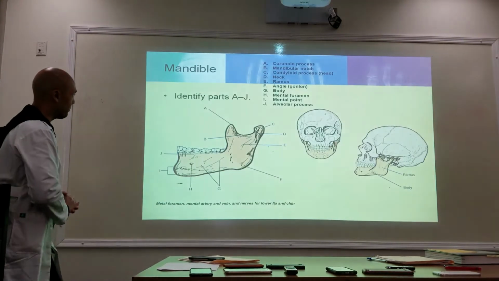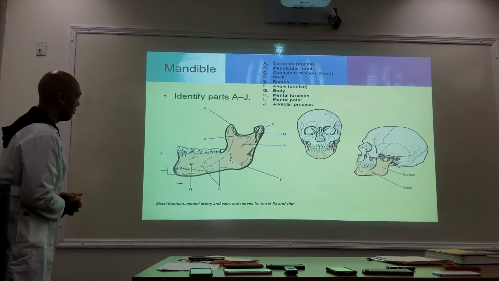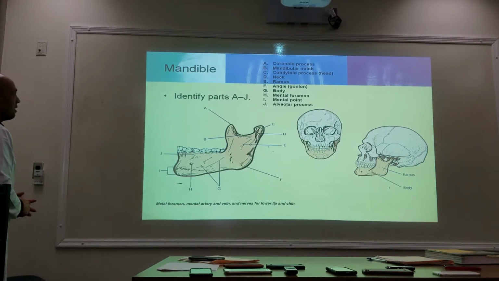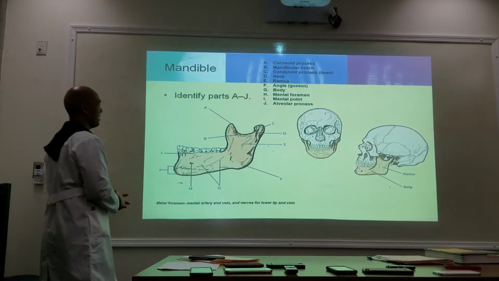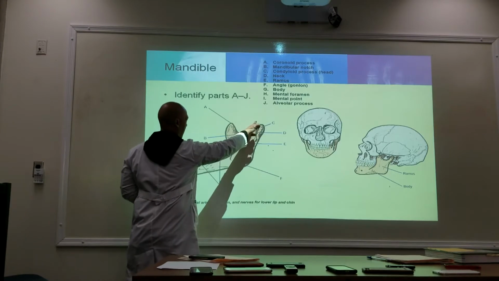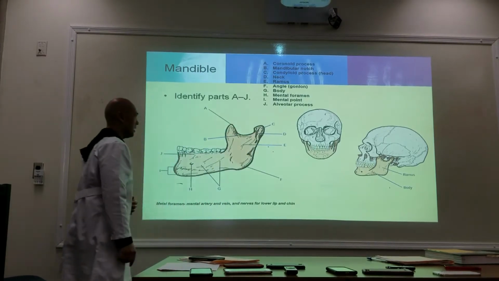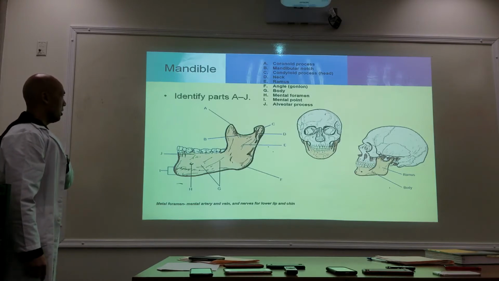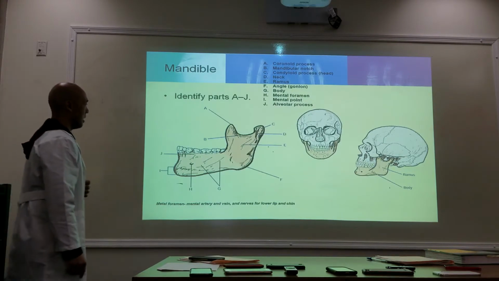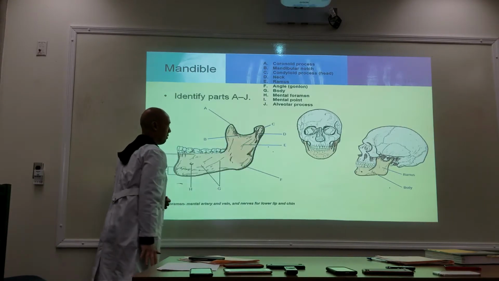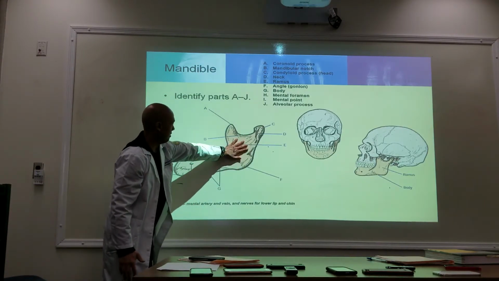Okay, the mandible. Lots of parts going on with the mandible. That's your jawbone. At the very top, we've got the coronoid process. We've got the condyloid process, or the head. And then this little dip right here is the mandibular notch. So we have the coronoid, condyloid, and the mandibular notch. And then the vertical portion of the jawbone is known as the ramus.